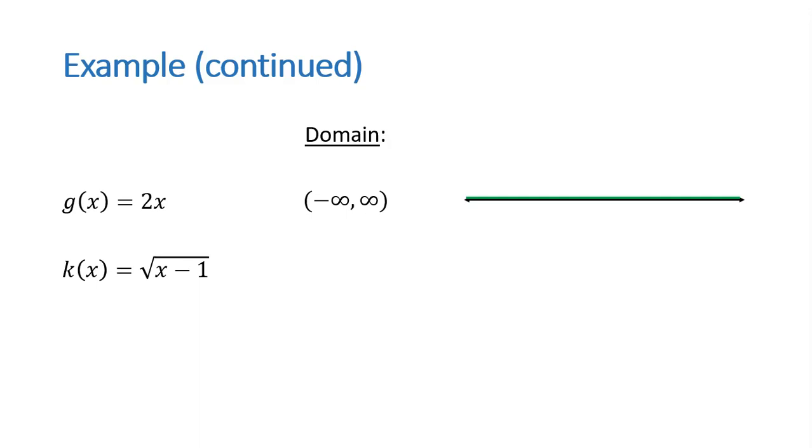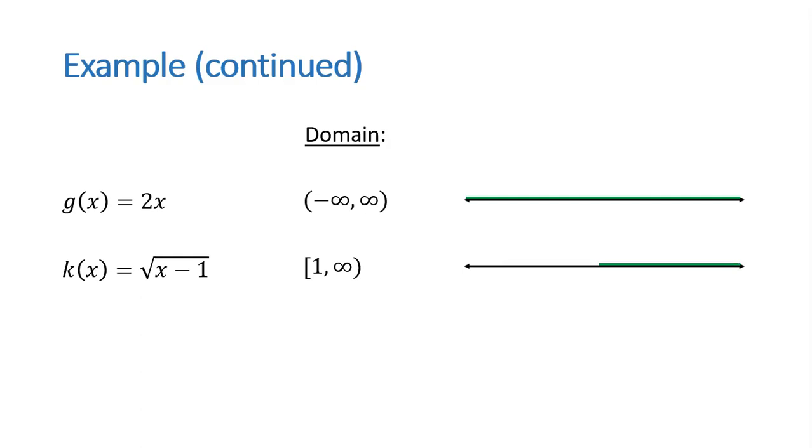So I can pick numbers greater than 1. I can't pick numbers less than 1 because they're going to make whatever's under the square root negative. So that means my domain for this function is going to be 1 to infinity, including 1. We can plug in 1. We can take the square root of 0. That's fine. But we can't have anything less than 1. So if we graph this on the number line, this is only a portion of the number line. This is only everything from 1 to infinity.